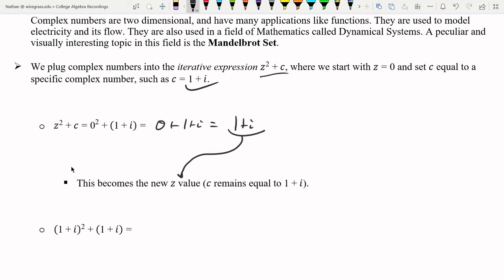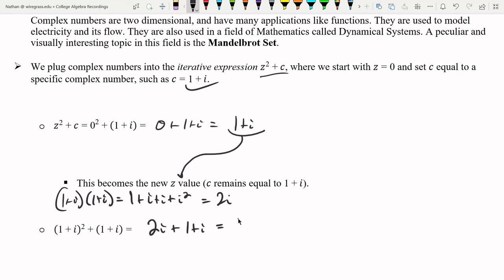So our new z value, so z squared is going to be 1 plus i squared plus c. c is still 1 plus i. That's going to give us 1 plus i times 1 plus i. So 1 plus i plus i plus i squared, which is negative 1. Those cancel. We get 2i. So we get 2i plus 1 plus i, or 1 plus 3i. And this becomes the new z value.